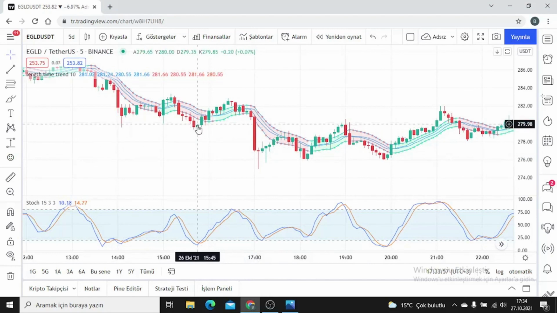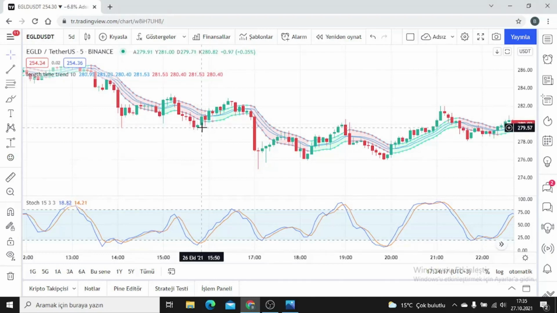For example, some friends do not want to take risks. As you can see here, the price is not in the channel. It is outside the channel and stochastic has given a buy signal. And this candle gives a buy signal. Friends who want to risk can also follow a path as follows.